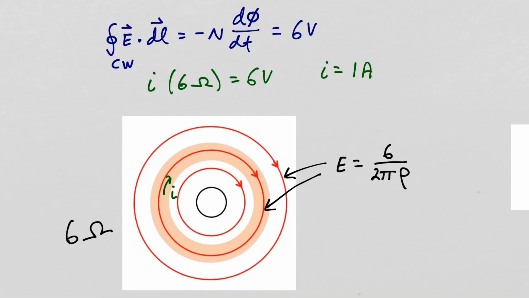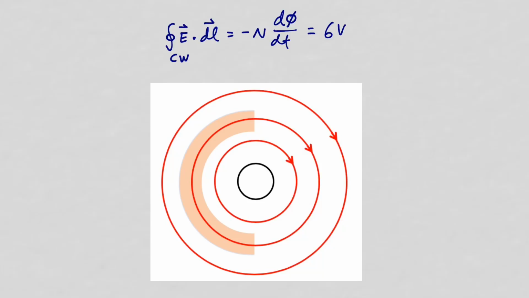In example 2, we put a conducting material that had a total resistance of 6 ohms in the form of a ring around the solenoid. With the solenoid producing an electromotive force of 6 volts, the result was 1 amp of current flowing around the conducting ring. Now we're going to look at what happens if you cut the ring in half and remove half of it. Let's again ramp the current in the solenoid to produce an electromotive force of 6 volts.